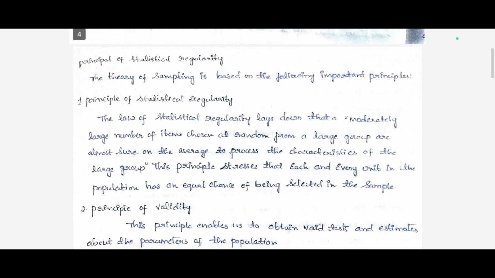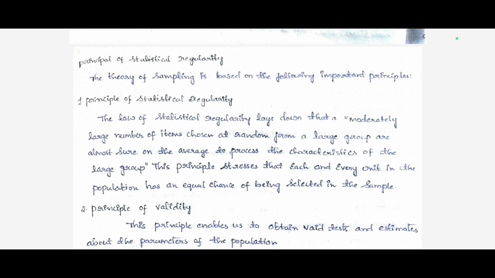Next, selection of proper sampling design. The relative cost and time involved should be considered before making the final selection of the sampling plan. Next, the principle of statistical regularity. The theory of sampling is based on the following important principles. First of all, the principle of statistical regularity.